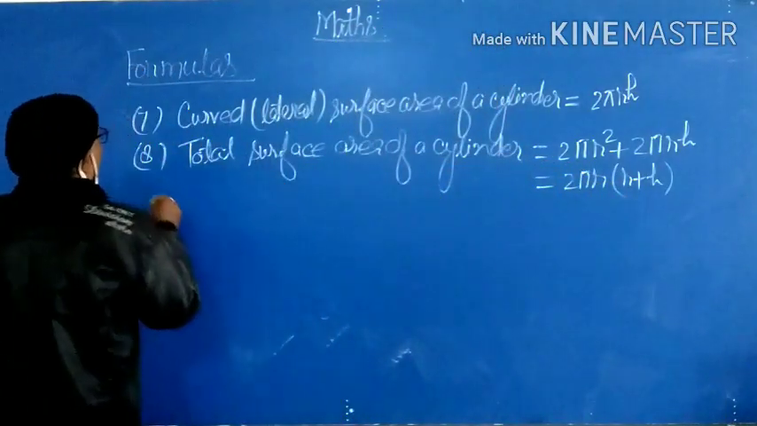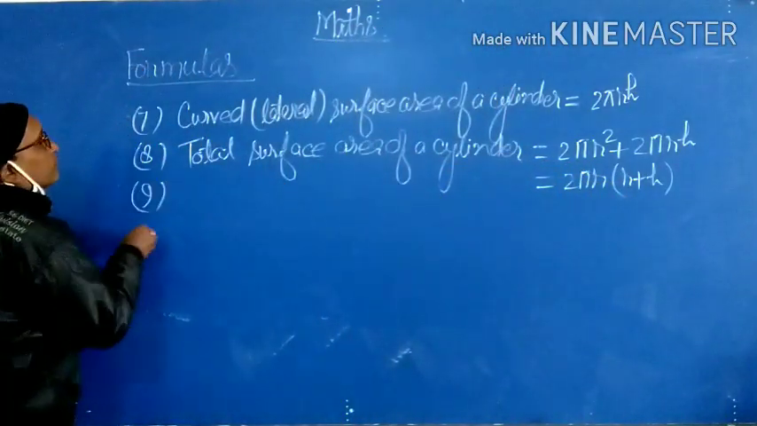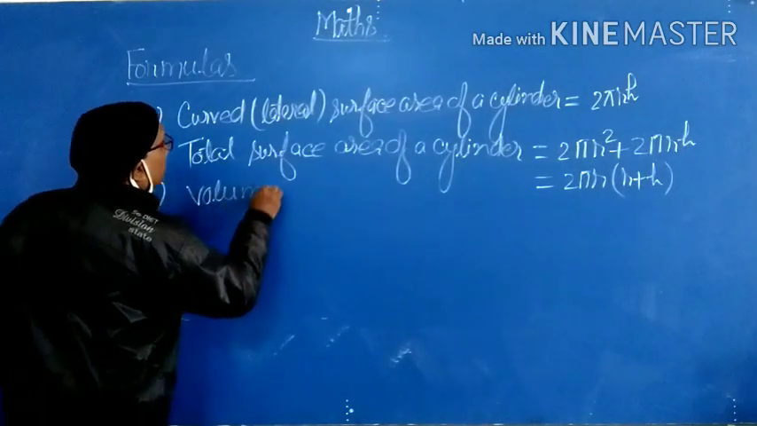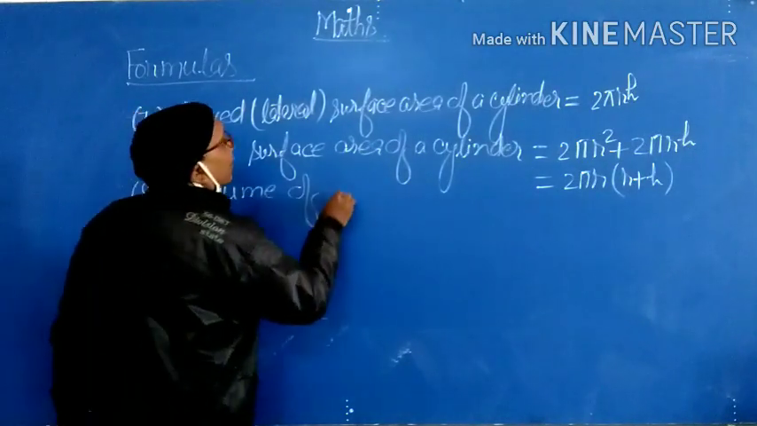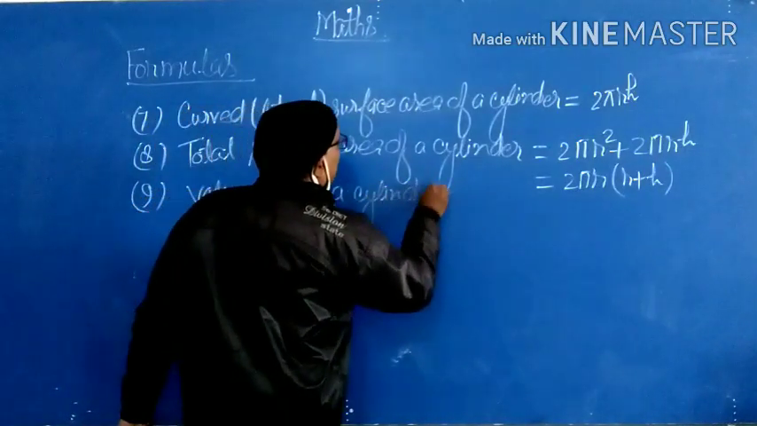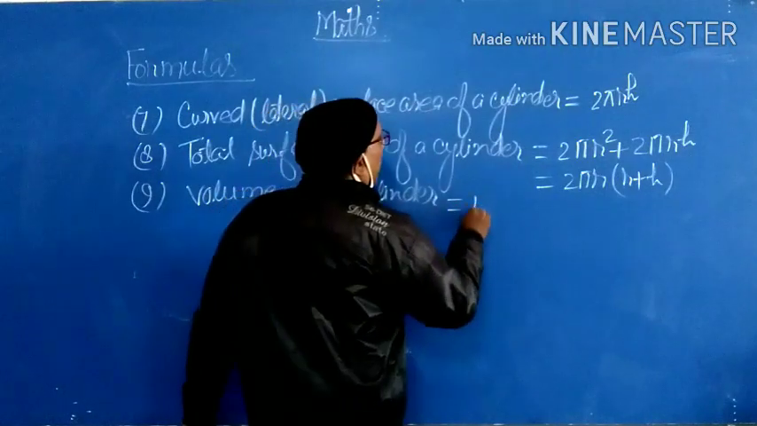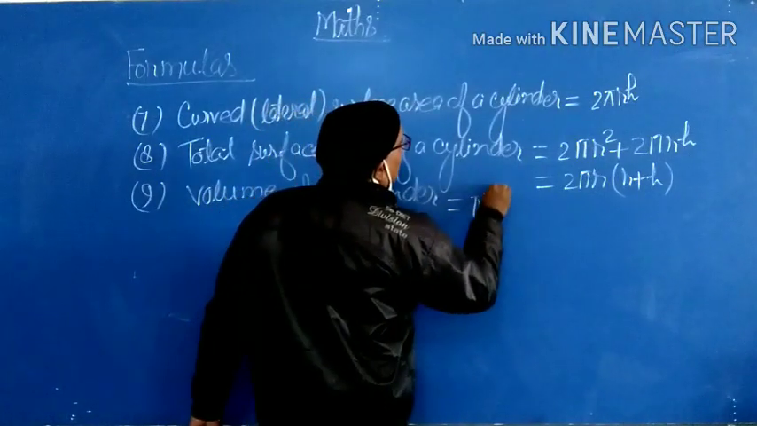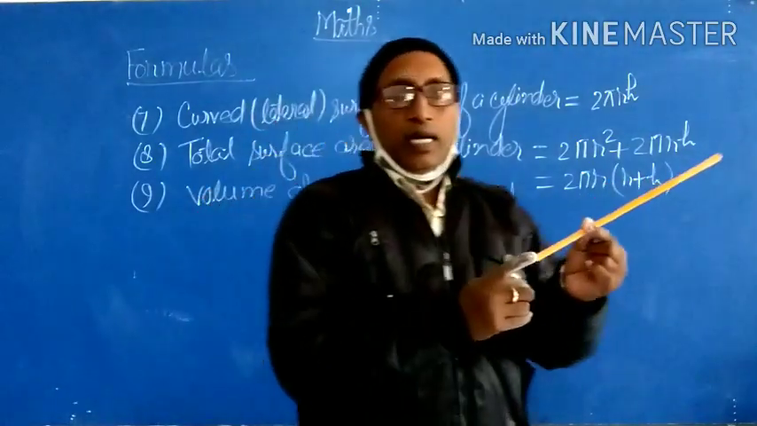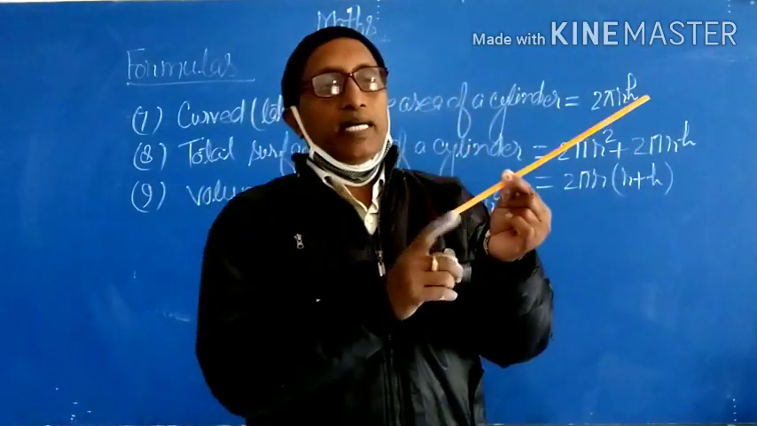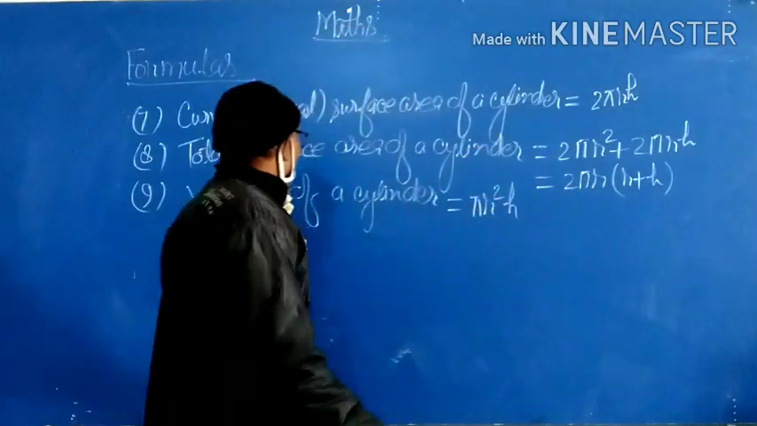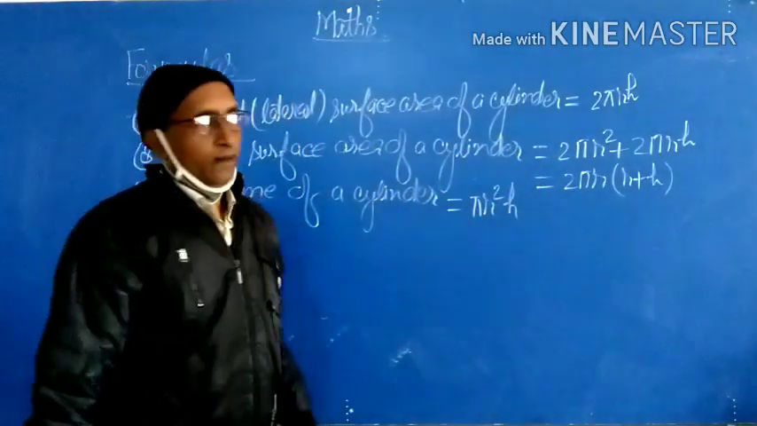Then the ninth formula is the volume of a cylinder, that is equal to pi r square h. Area into height, pi r square into h. You get the volume of a cylinder.